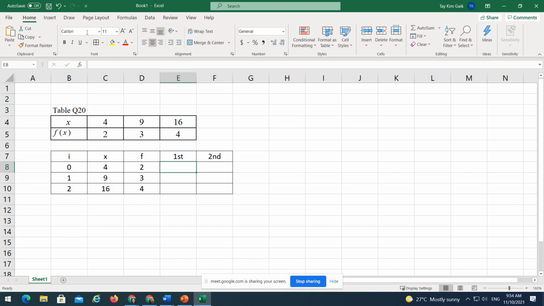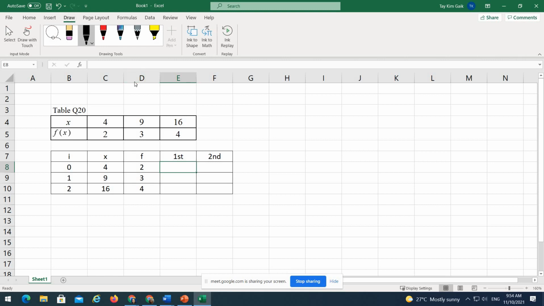This is what we denote as F i square bracket 0. This is F i bracket 1. This is F i bracket 2. This is the first Newton divided difference. This is the second Newton divided difference. Then you just need to key in the formula in the I row for first and second.